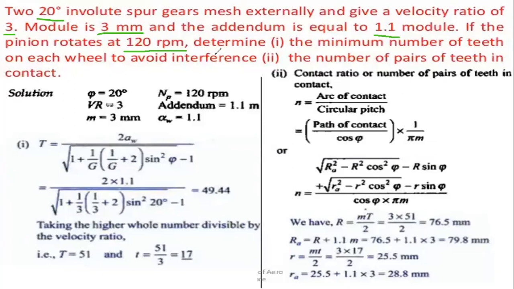So this is the given data, and we are going to find the minimum number of teeth on each wheel to avoid interference and the number of pairs of teeth in contact.